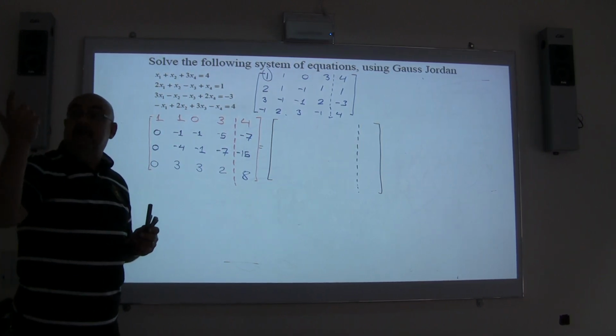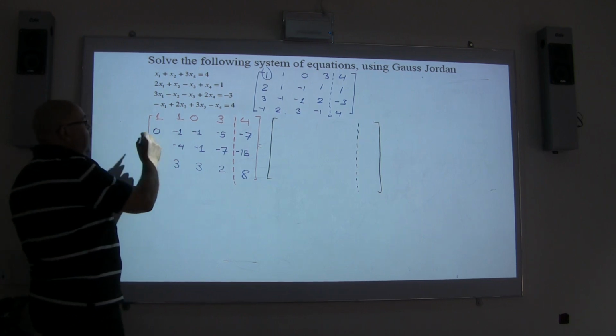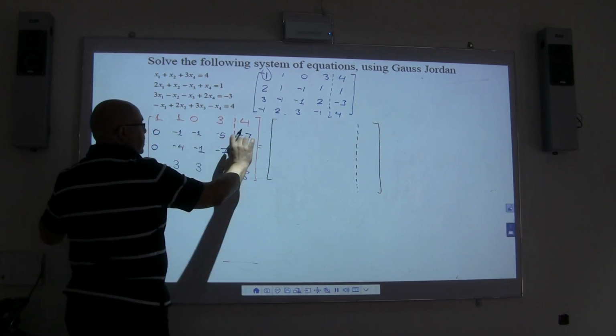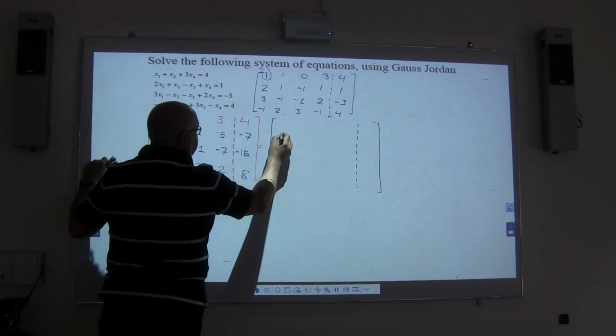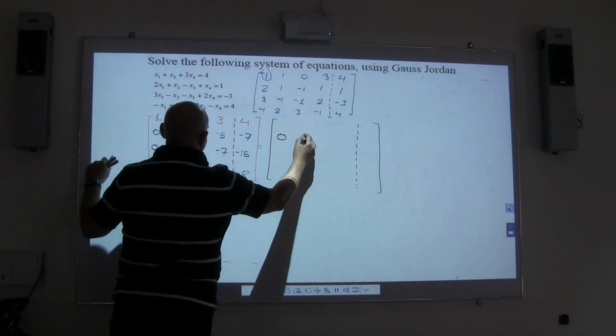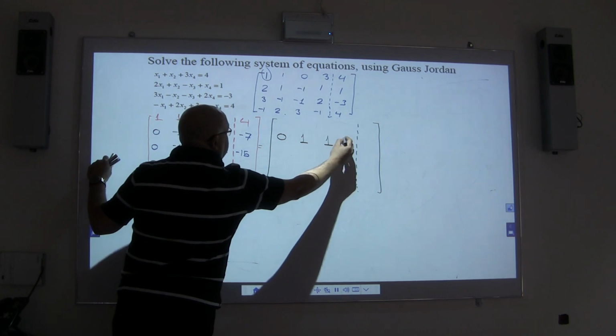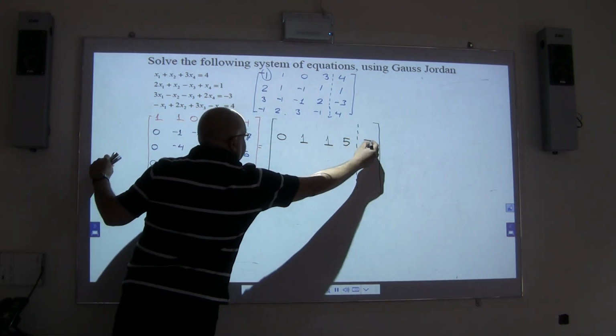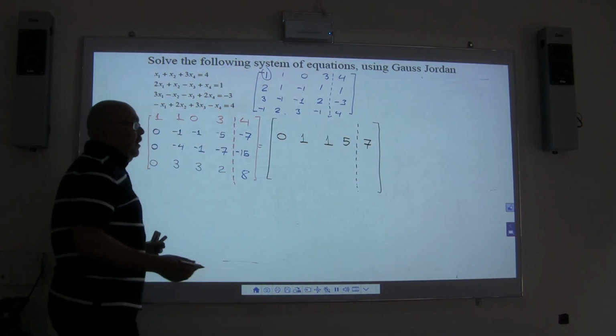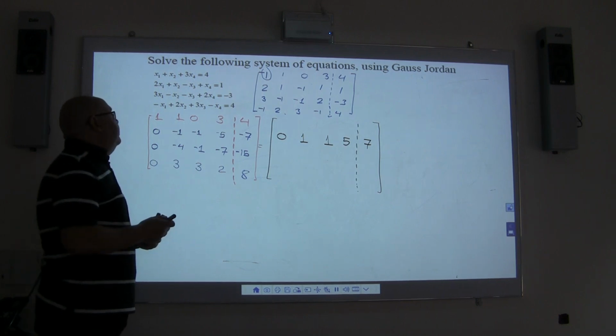I can do that, right? Multiply by negative 1. So look at the second row: it's going to be 0, then positive 1, then positive 1, then 5, and finally 7. Am I right? Okay, very good.